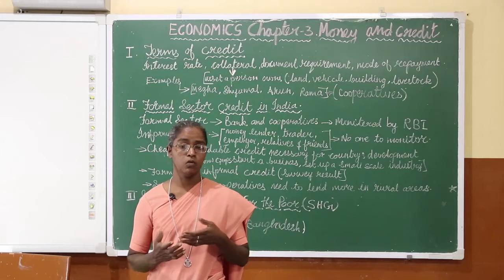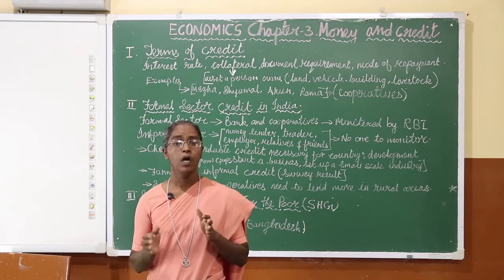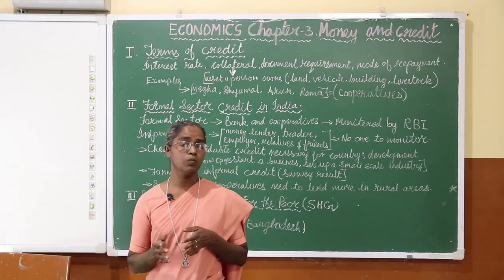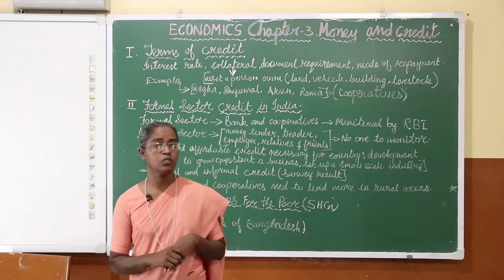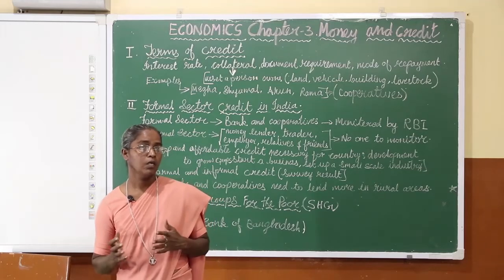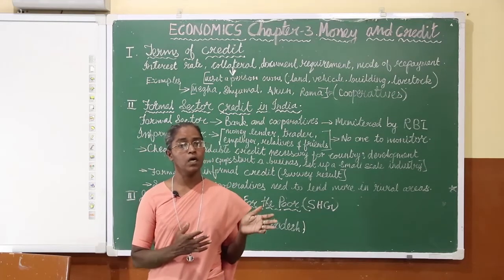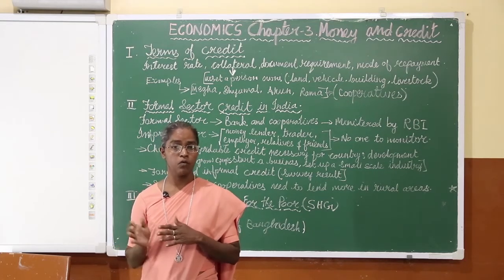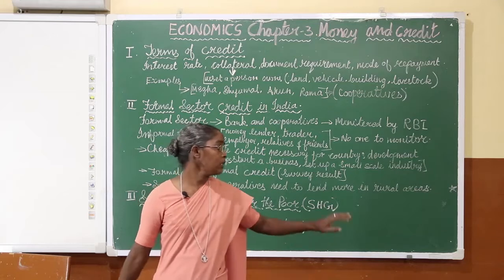And the survey shows that whether it is urban area or rural area, most of the people, that is 80% of the people, are going to the informal sector for their credit, not to the formal sector. Now, when they are going to the informal sector, what happens? They are still oppressed, and if they are able to afford the formal sector, then they are able to come up.